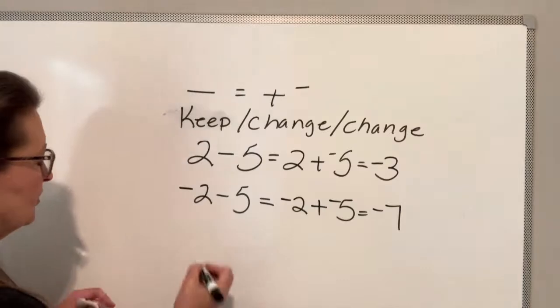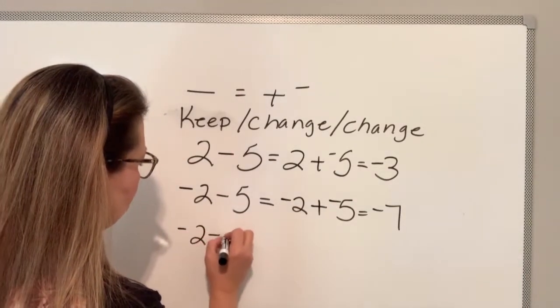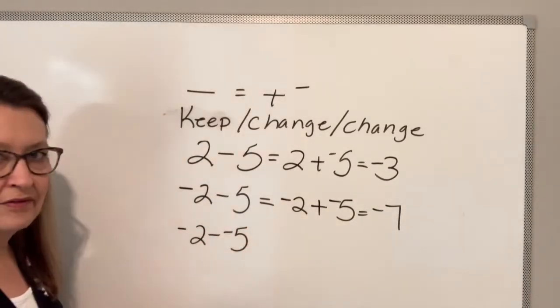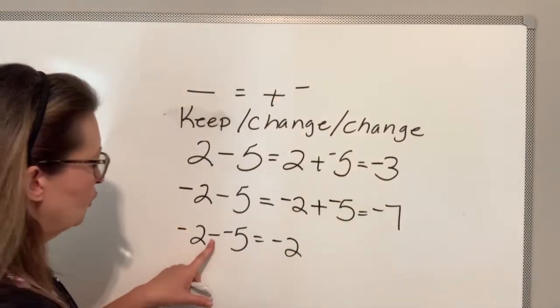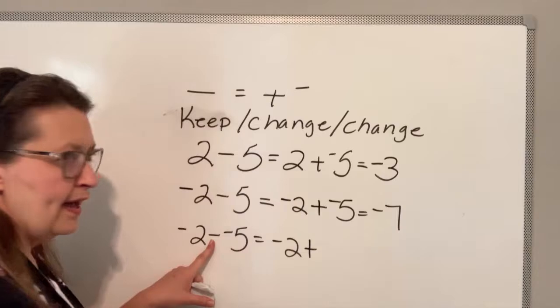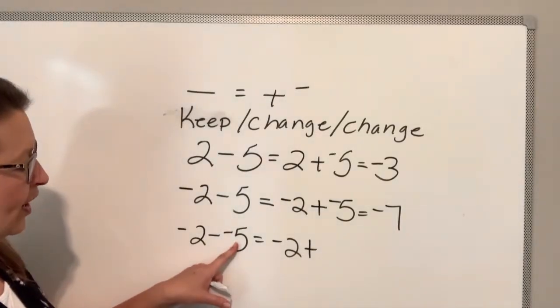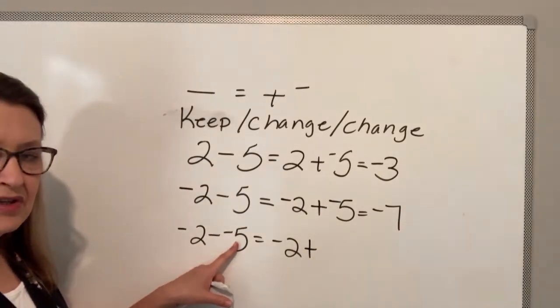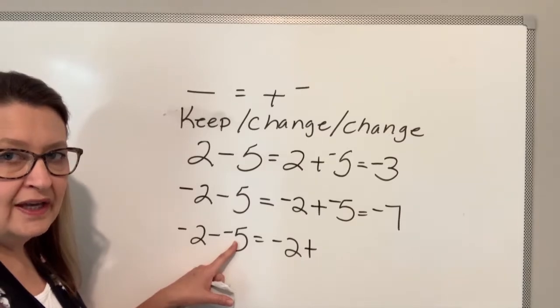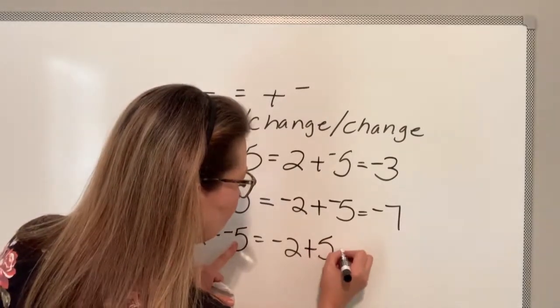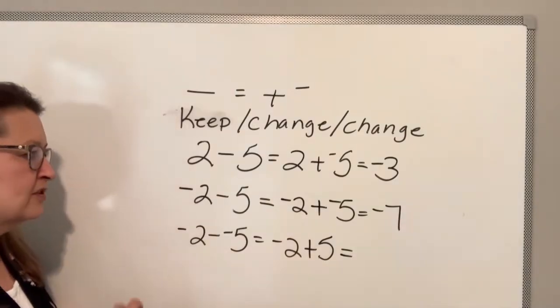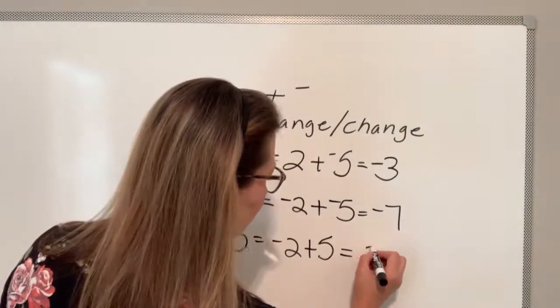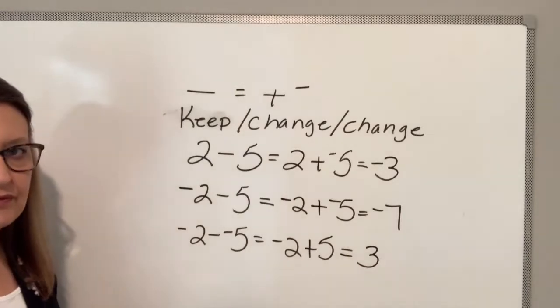Okay? Let's look at another example. Negative 2 minus negative 5. Keep the negative 2. Change the minus to a plus. Now I'm going to change this to the opposite of what it was. It was a negative 5. Now it's going to be a positive 5. Negative 2 plus positive 5, subtract and take the sign of the larger number. So I've got positive 3.